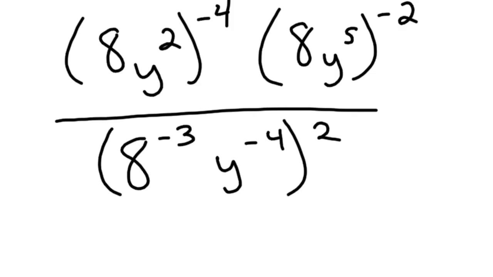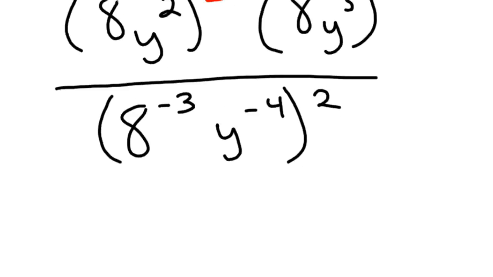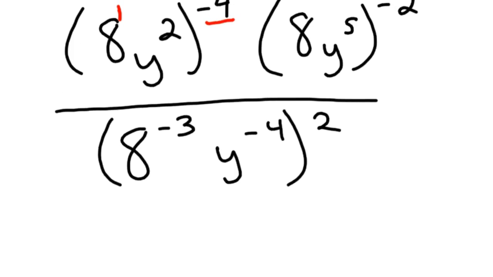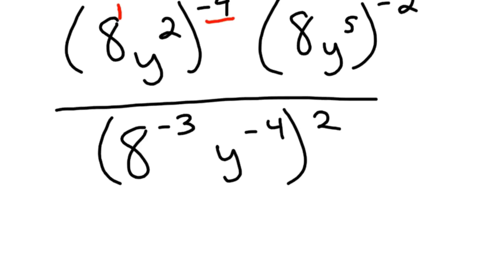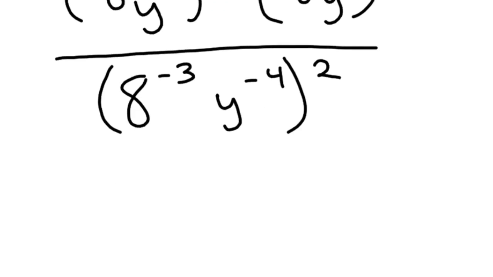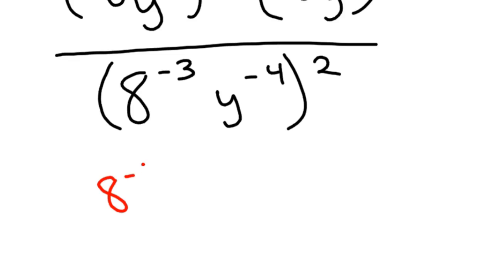Okay, so for this one, there's lots of ways to do this, but what I like to do is do your power to power stuff first. So this -4, there's an 8 to the 1st power there. So that -4 is going to go to both of those. And so I wrote kind of big, so we're going to have to do a little moving around. Sorry about that. So that would be 8 to the -4th, y to the -8th.